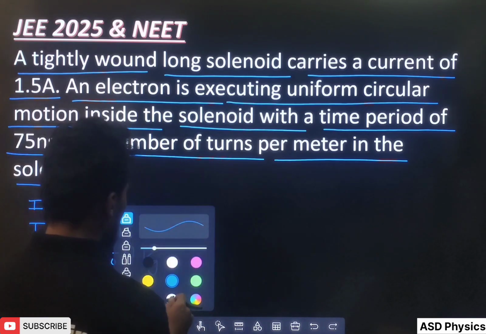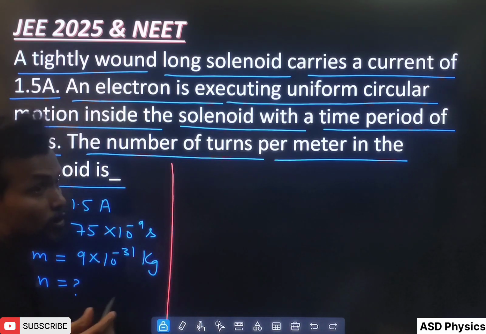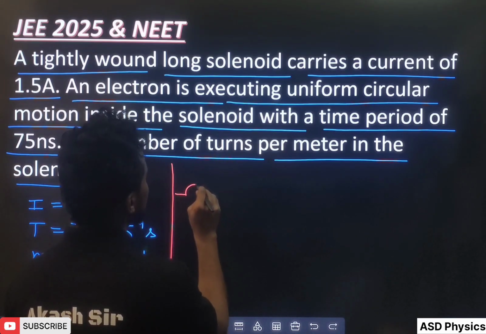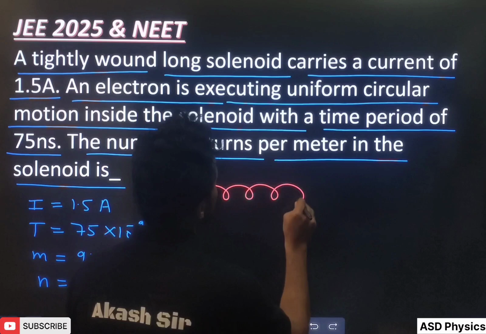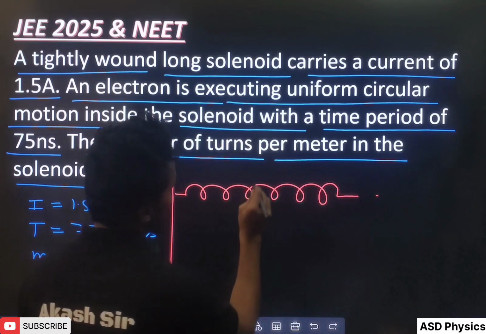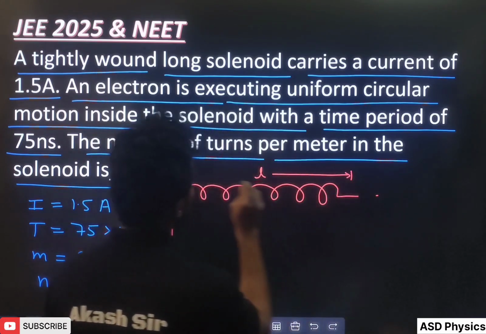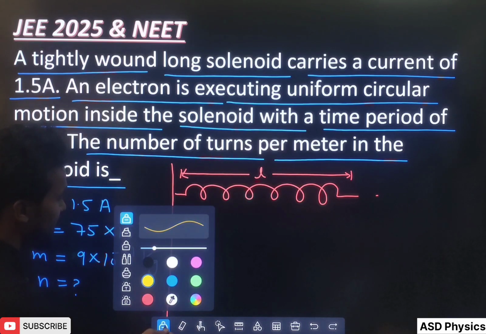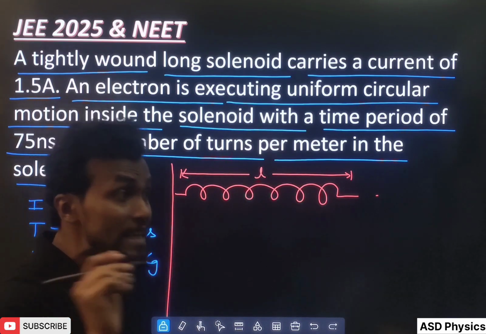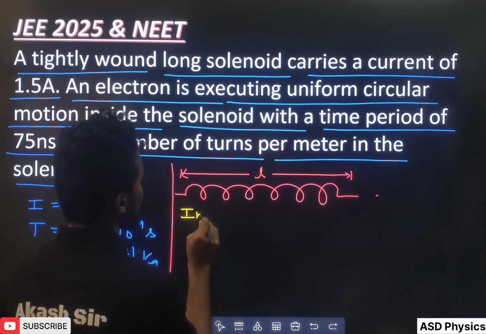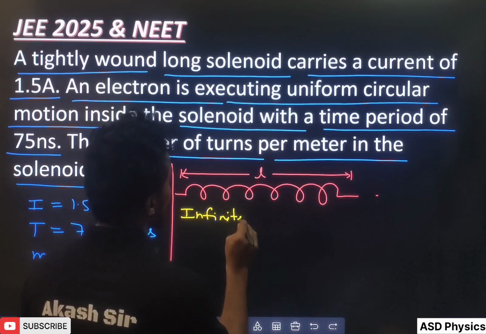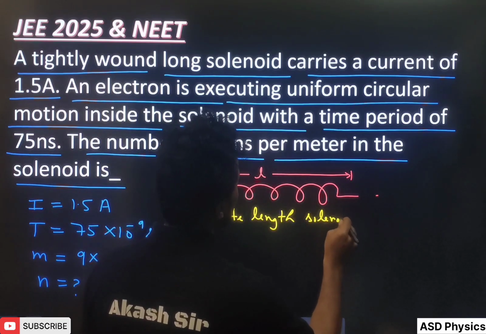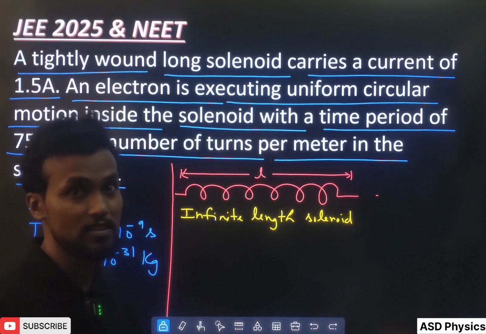Okay, so now what we have to do? First we have to understand what the solenoid is. In case of the solenoid, see, if I draw it like this, this is the solenoid, and let's take its length as L. But if nothing is mentioned in the situation, then we will take which kind of solenoid? Infinite length solenoid. Again I'm writing here, infinite length solenoid. But you know very well there is nothing like infinite length, infinite area, nothing like that.